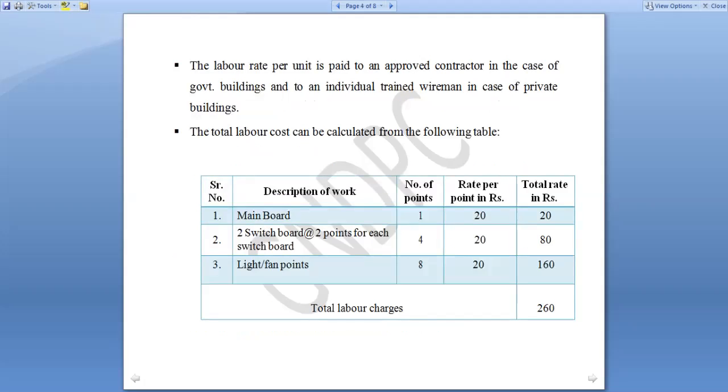The labor rate per unit is paid to an approved contractor in the case of government buildings, whereas in the case of private buildings, to an individual who is a trained electrician or a wireman. And then the total labor cost can be calculated.